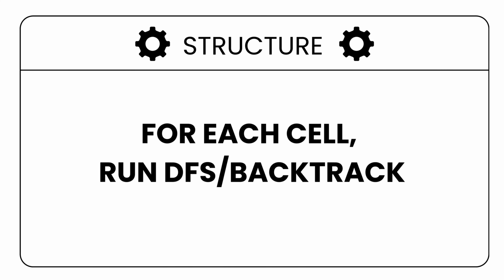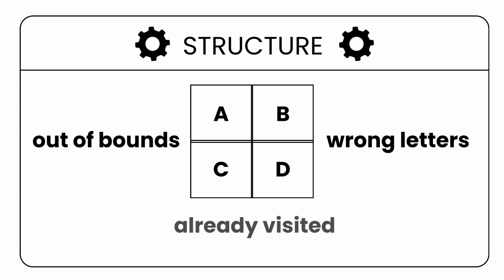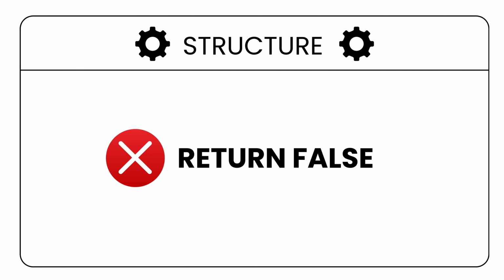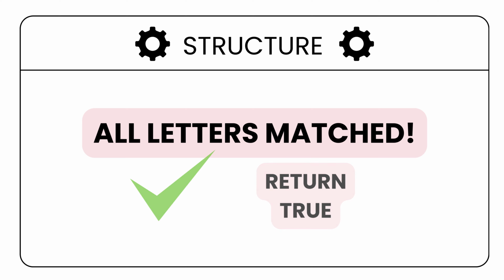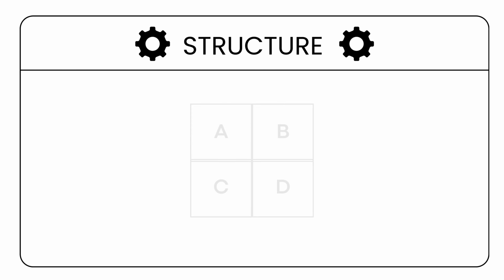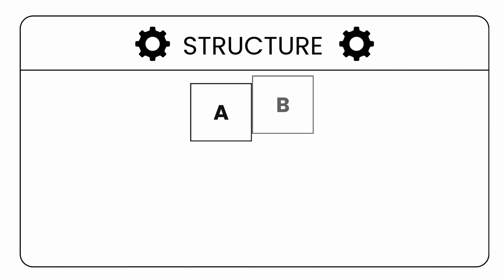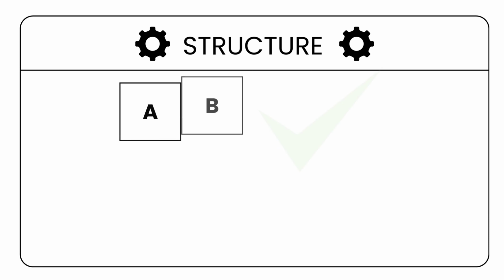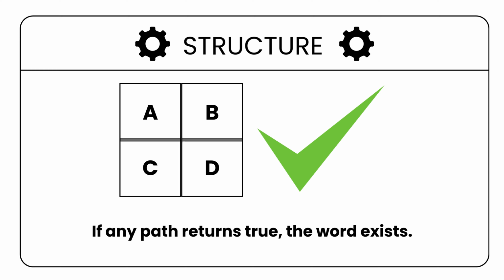Loop over each cell in the grid. For each cell, run DFS/backtrack. If out of bounds, wrong letter, or already visited, return false. If all letters matched, return true. Mark the cell as visited. Recurse in four directions. Unmark the cell after recursion. If any path returns true, the word exists.